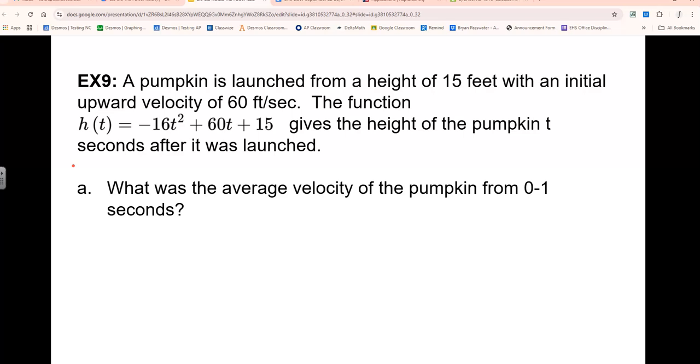All right, so let's look at this. This is an application of these. When I taught Math 1, we would always do the pumpkin chunking.